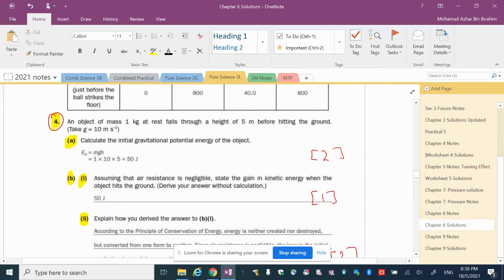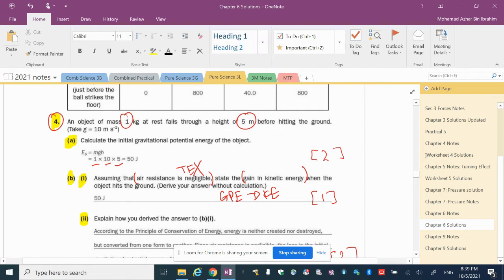And question 4, an object of mass 1 kg falls through a height of 5 meters before hitting the ground. Calculate the initial GPE, quite trivial, just mgh. Mass times g times 5, which is the height, you get 250 joules. So assuming that air resistance is negligible, so there's no transfer to thermal energy, which means state the gain in the KE. That means all the GPE must have then be converted to KE.